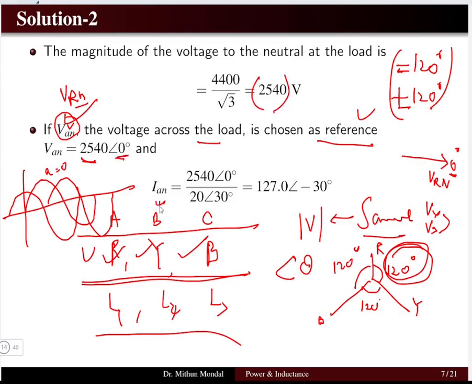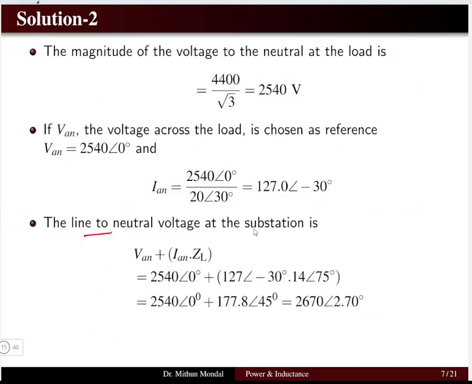Now we can compute the current of the phase, that is the voltage divided by the impedance of the line. The impedance is single phase and the voltage is also single phase, so we are dividing the single phase voltage by the single phase impedance. We get 127 angle minus 30 degrees as the net current associated with phase A. So for the line to neutral voltage at the substation, we now have the voltage and the current. ZL is the impedance which connects the load and the bus. This side you have the bus, this side you have the load.